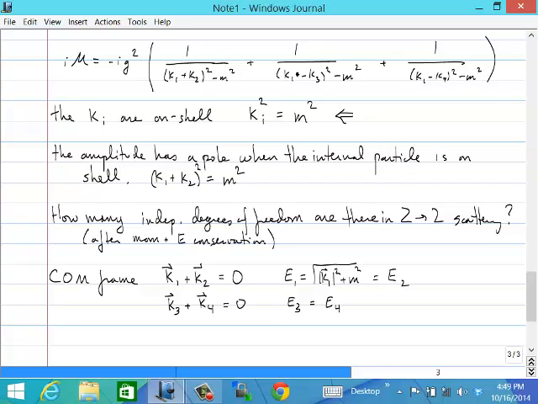But by the conservation of energy, the initial energy has to be equal to the final energy. So E1 plus E2 has to be equal to E3 plus E4. E1 is equal to E2. E3 is equal to E4. So energy conservation in the center of mass frame tells us that E1 is equal to E3, which is equal to E2, which is equal to E4. Okay.